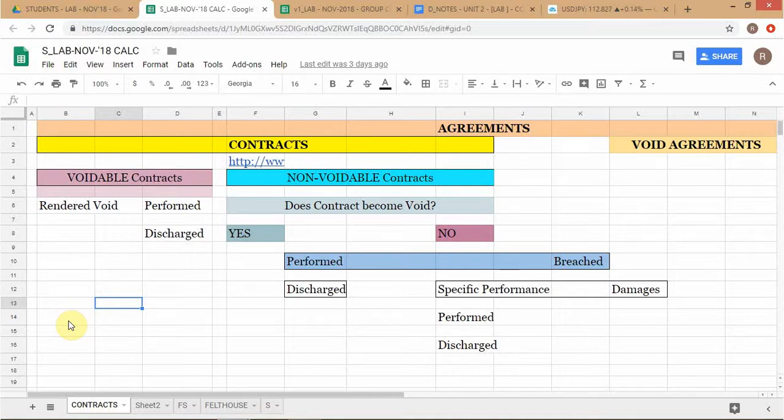Here we have agreements which are split into contracts and void agreements, VA here. Under contracts, we will have two types of contracts: voidable contracts, and here, non-voidable. You have to be careful that this is not a term that exists in the statute, and people don't normally use it. The only reason I've used the term is because I wanted to make a distinction.